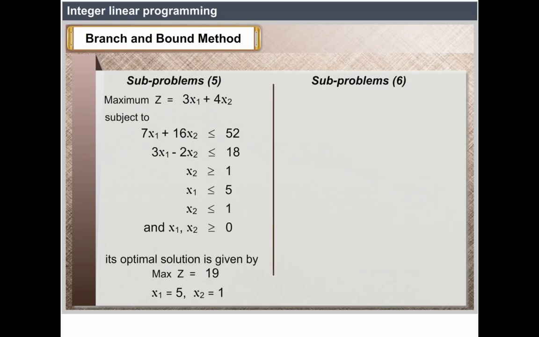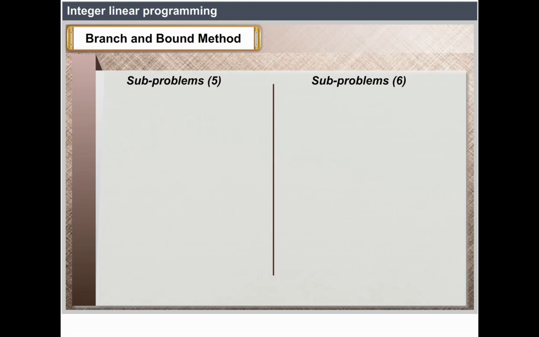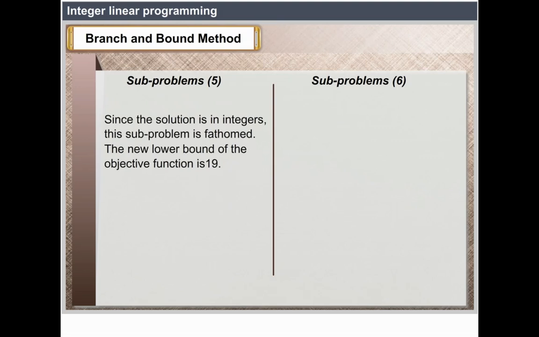Now subproblem 5. Maximize z equal to 3x1 plus 4x2 subject to 7x1 plus 16x2 less than or equal to 52, 3x1 minus 2x2 less than or equal to 18, x2 greater than or equal to 1, x1 less than or equal to 5, x2 less than or equal to 1 and x1, x2 greater than or equal to 0. Its optimal solution is given by maximize z equal to 19, x1 equal to 5, x2 equal to 1. Since the solution is in integers, this subproblem is also fathomed. The new lower bound of the objective function is 19.